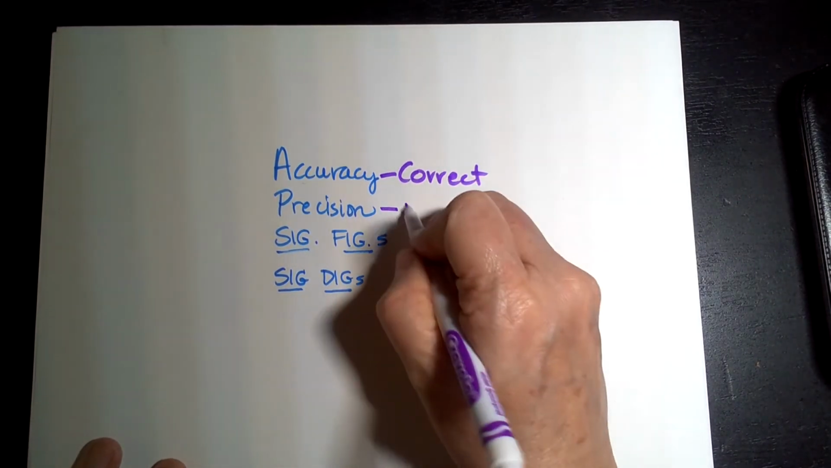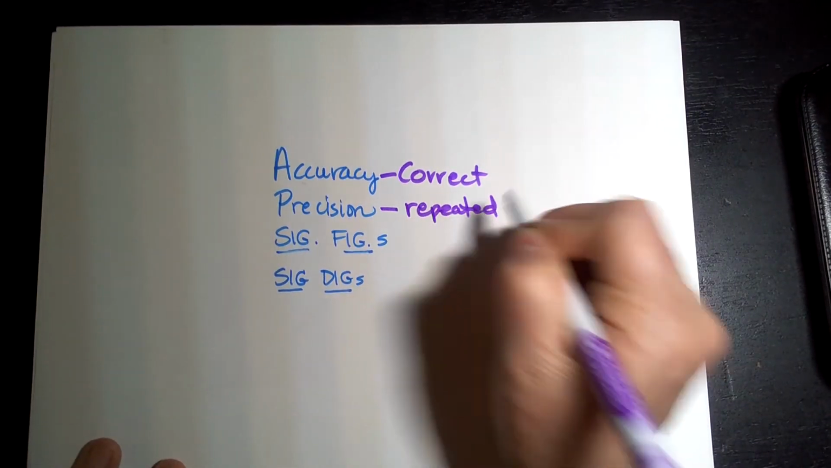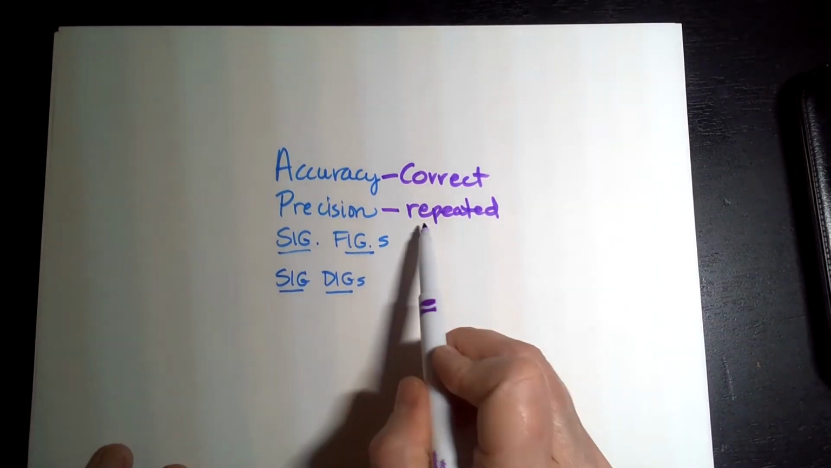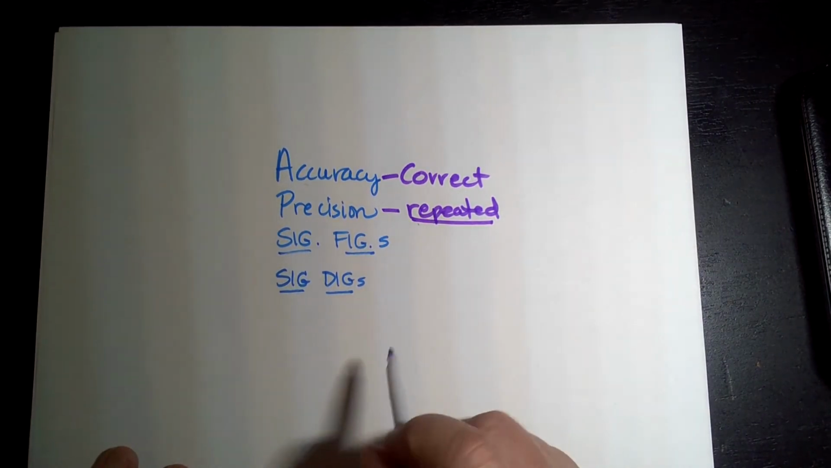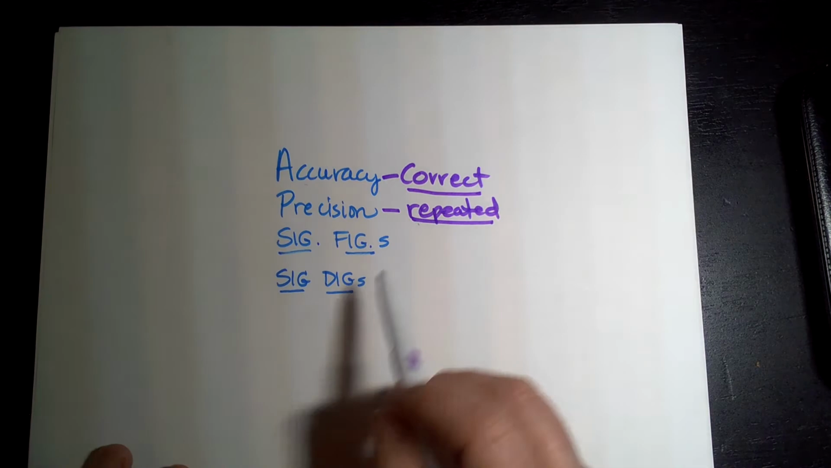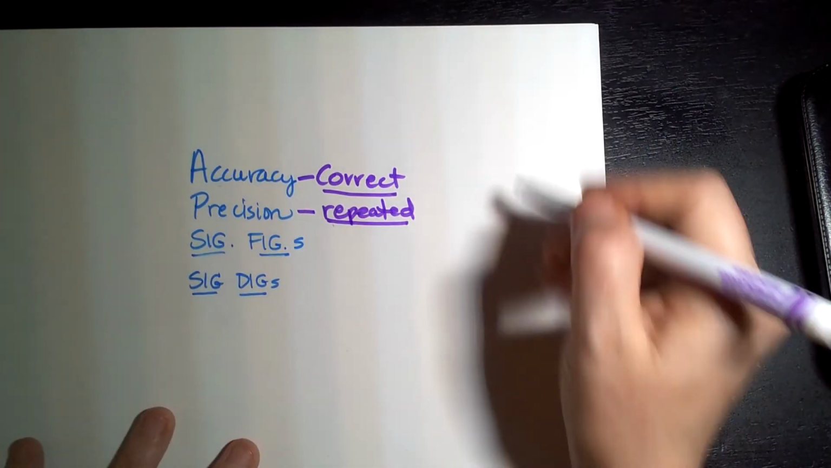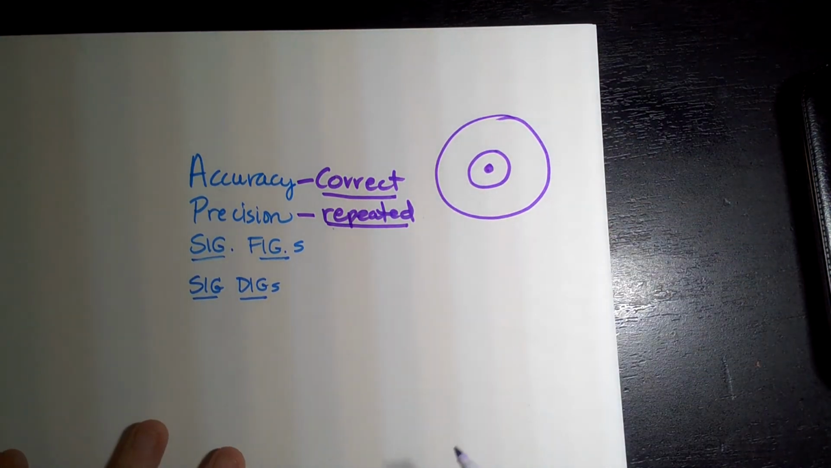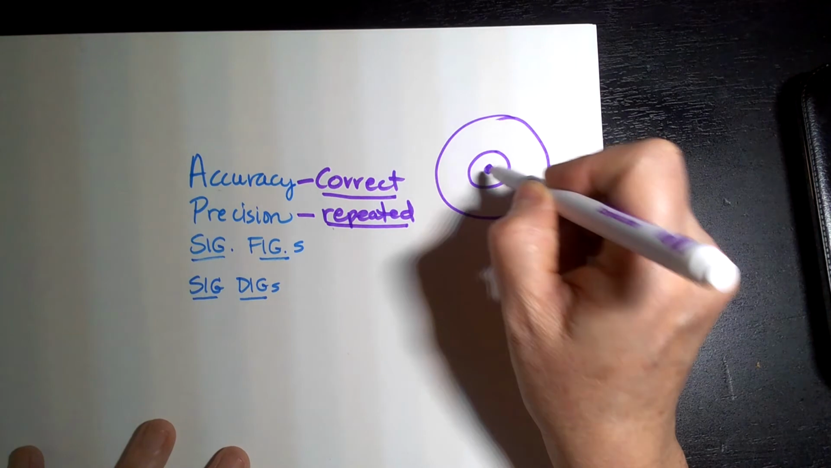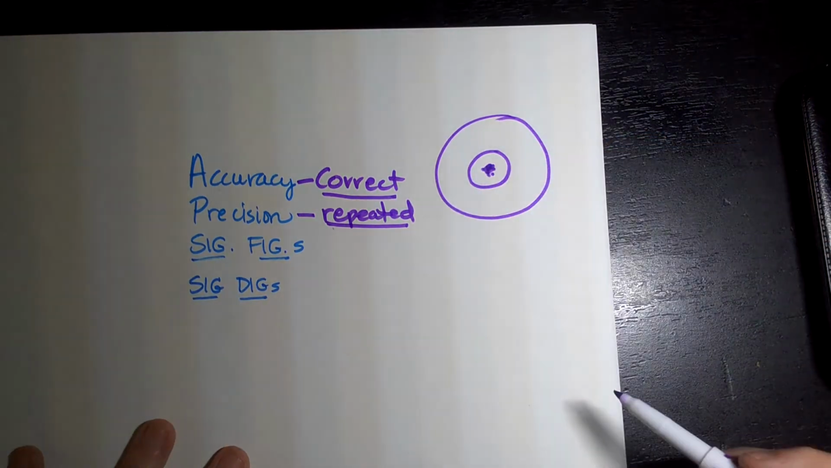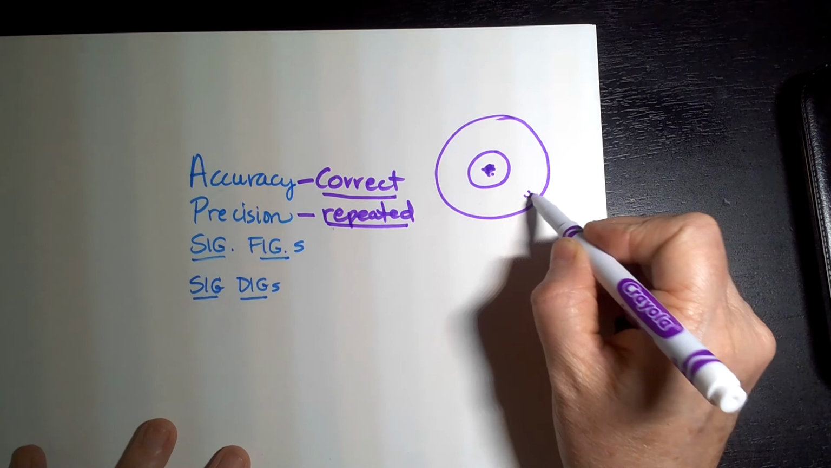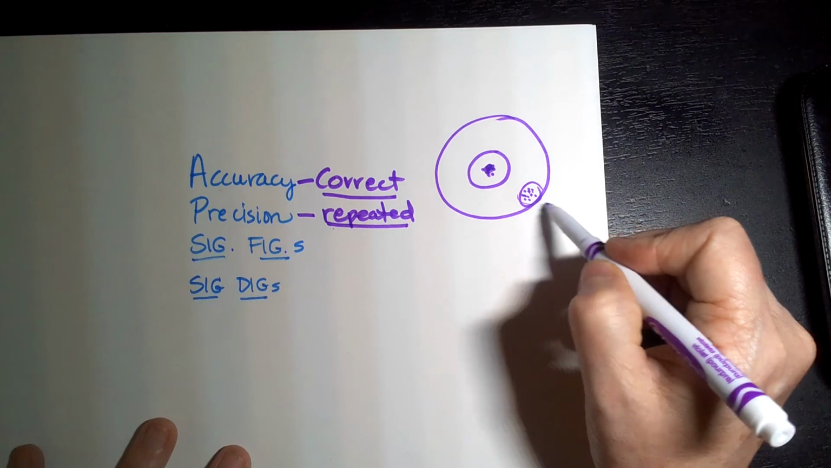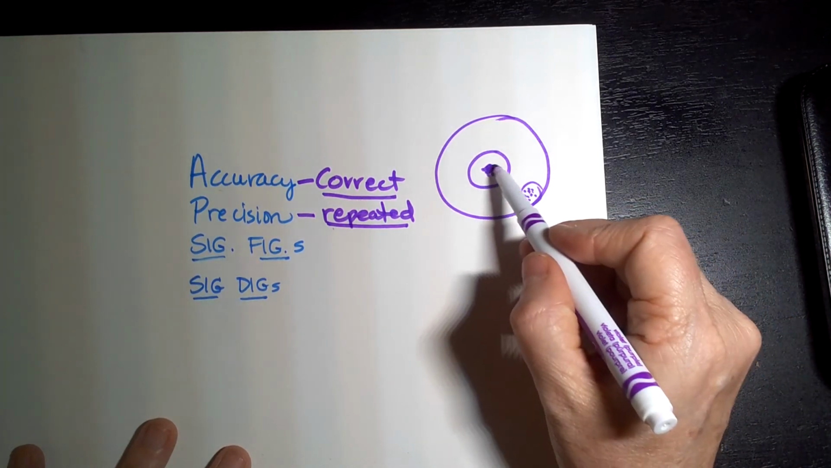Precision means repeated, like you can do it over and over and over again and get the same answer. Now you can be very precise and get the same thing over and over and not be accurate. Lots of times they show you a bullseye, and the center would be accuracy, that's hitting the bullseye in the center. Precision would be you keep hitting over here in this spot. So you have good precision, high precision, but you're not very accurate because you need to be in the center.